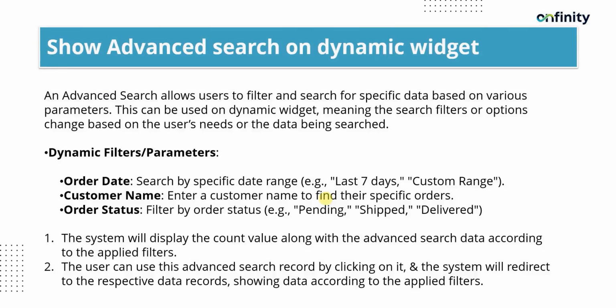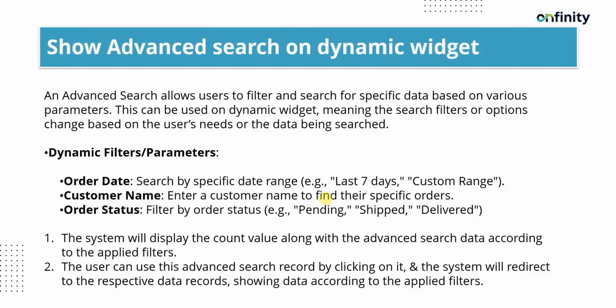The system will then display the count value alongside the advanced search data based on the applied filters. The user can access this advanced search record by clicking on it. The system will then redirect to the corresponding data records, displaying data according to the applied filters.